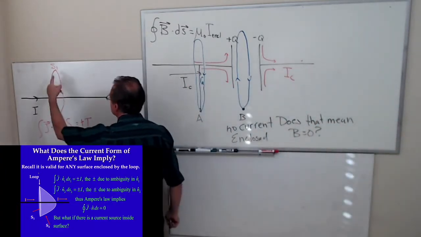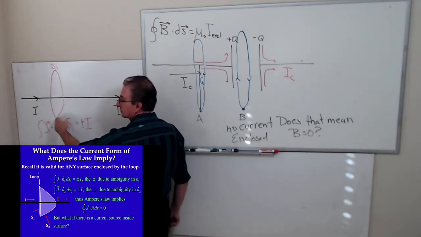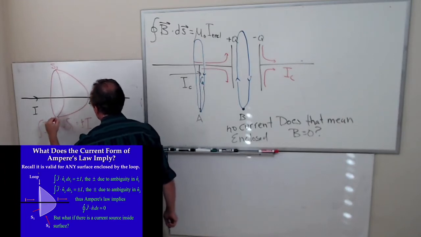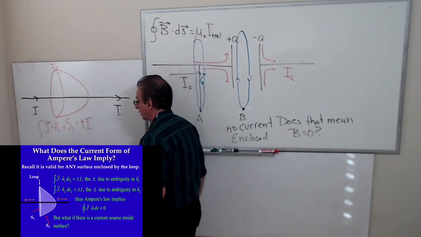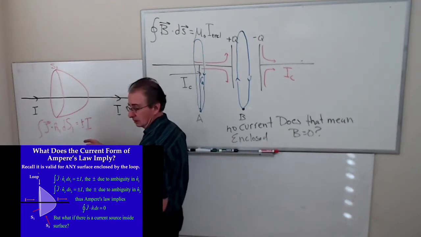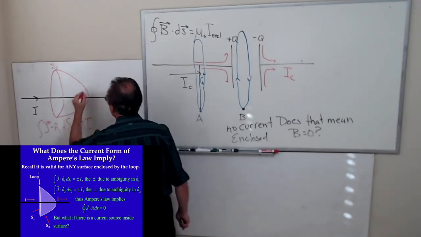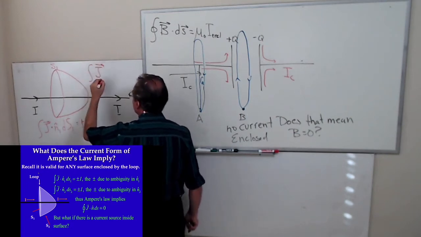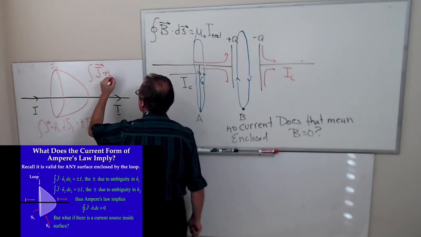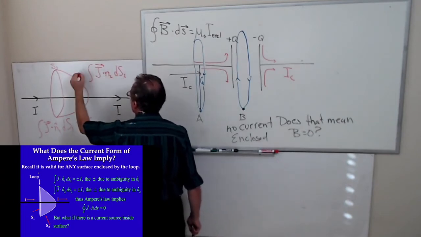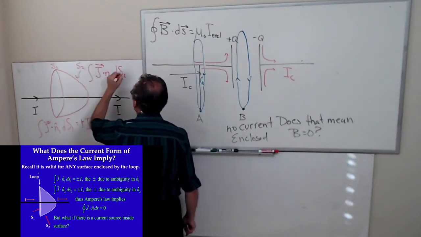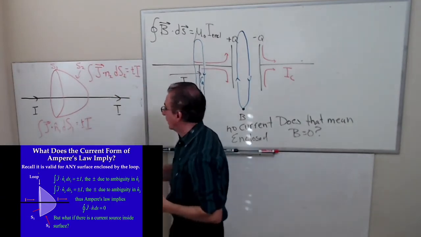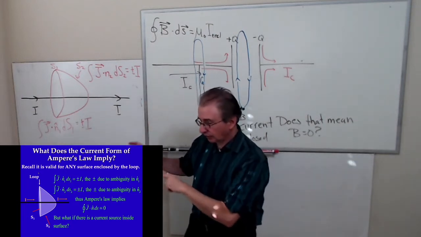Let's say I choose another surface that's enclosed by this loop, like this one. My integral of J over the other surface is also going to be equal to plus or minus I, because I have the same current going through either surface.